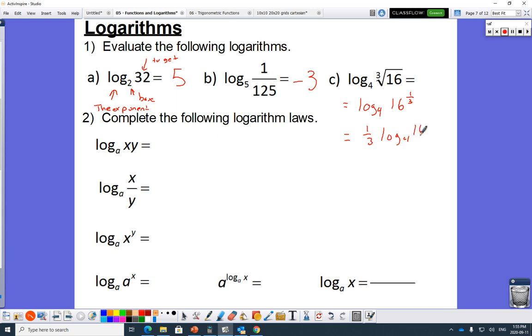And if you're having real trouble with this, start with this part. If you're like, oh, I don't remember logs at all, start with this. Log base 4 of 16. What exponent do you put on a 4 to get an answer of 16? 2. And if you're like, okay, I know that, then you know logs actually. You just got to get used to the words. 1/3 of 2, which is 2/3. Okay?